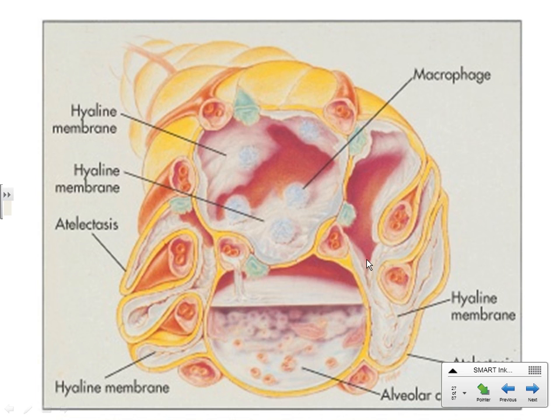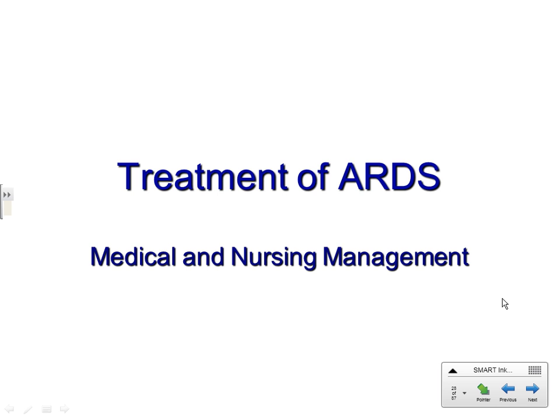This is a picture from the Iggy textbook that shows the alveoli filling up and the hyaline membrane that produces the surfactant getting damaged, and one of the alveoli collapsing and filling up with all kinds of fluid. It's lovely. So what's our treatment? How are we going to administer oxygen to this patient? Ventilator with PEEP.